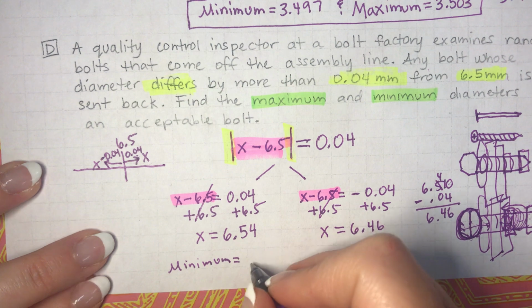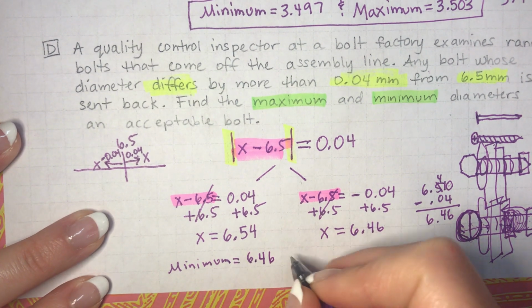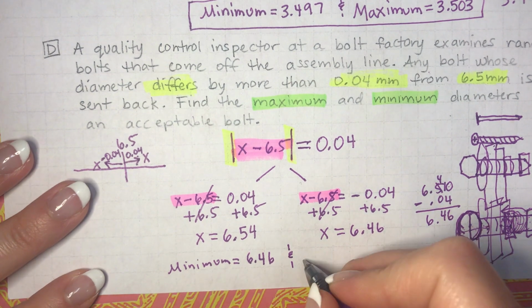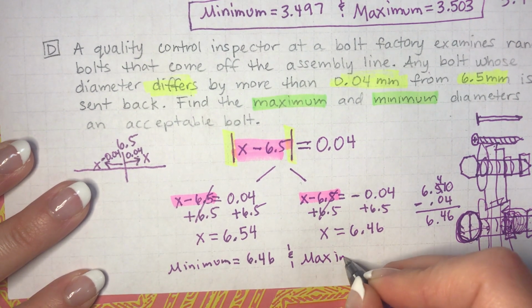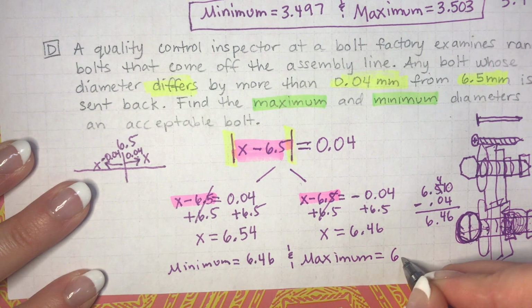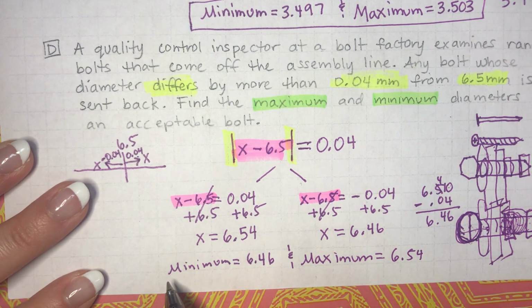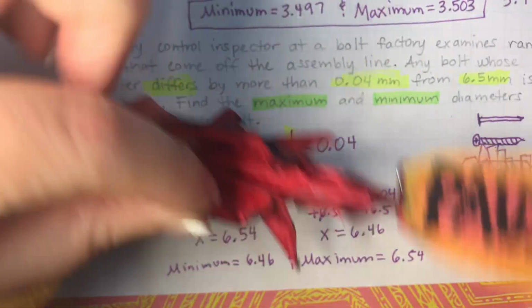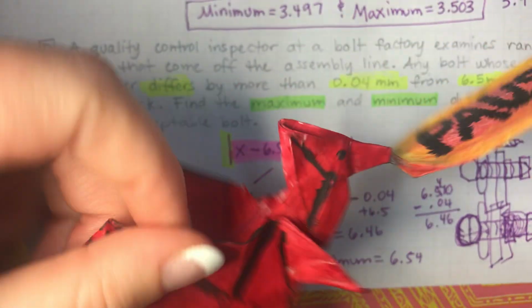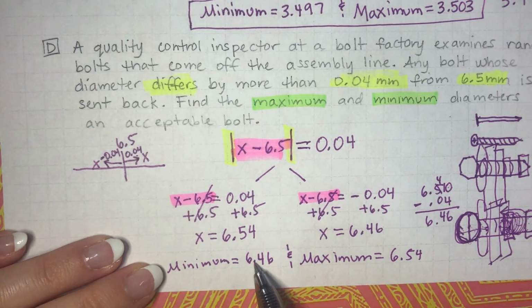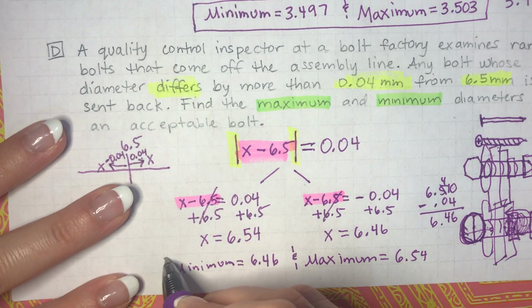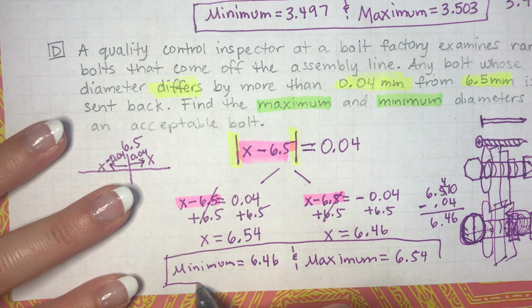So our minimum is 6.46. Oh, it's just catchy. I don't know if it is to you, but to me, it's catchy. And then the maximum, not fun to say. The maximum is equal to 6.54. The minimum equals 6.46 and the maximum equals 6.54, and that's the answer. Boom, right there. Boom shakalaka.